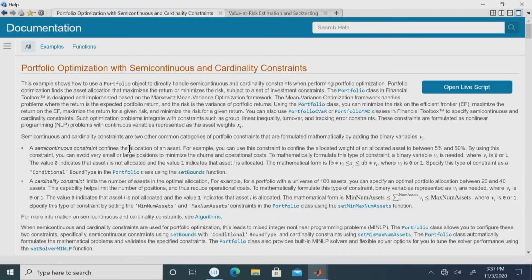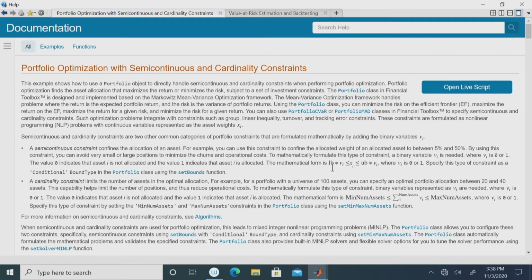In this constraint, we will confine the allocation of an asset. To mathematically formulate this, we have a binary variable v_i, which is going to take the value of 0 or 1. When v_i is equal to 0, this means the asset has not been allocated, and when v_i is equal to 1, that means the asset has been allocated. x_i is essentially the weight of the ith asset. Now, if v_i is equal to 0, that means x_i will lie between 0 and 0, both inclusive. So, x_i is anyway going to be equal to 0, and when v_i is equal to 1, that means the asset has been included.